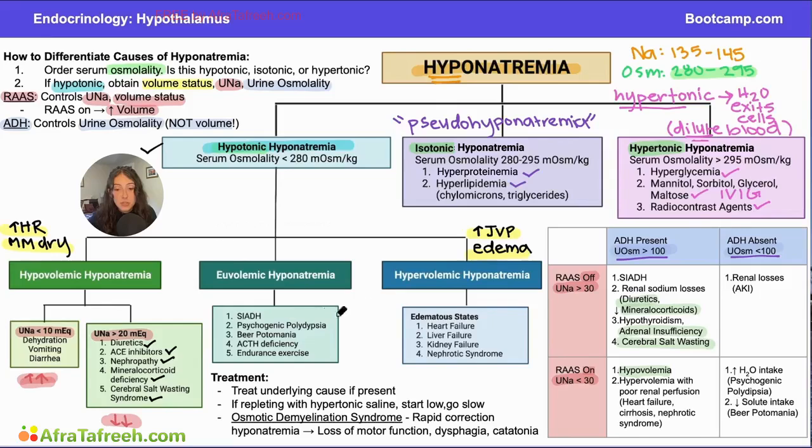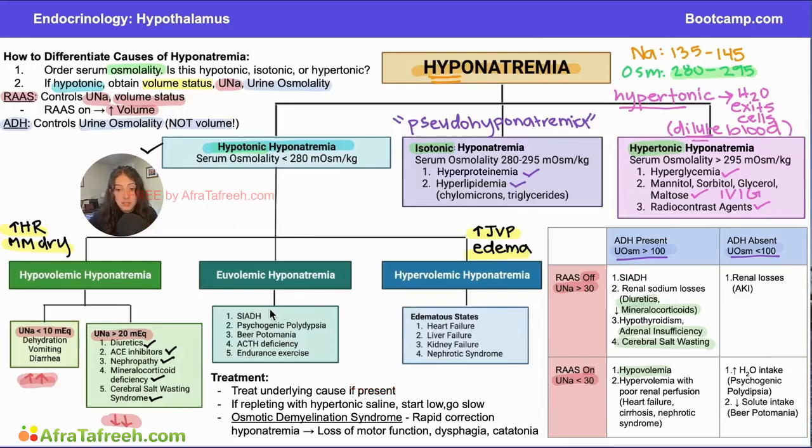Moving on to euvolemic hyponatremia. I think this one is a little bit more tricky. Usually what's happening in this set of pathologies is that we have this RAS and ADH system kind of balancing each other out. So usually one is off and one is on, not always, but that's usually what's happening, and that's why we have a euvolemic state, because there's a little bit of balance here.